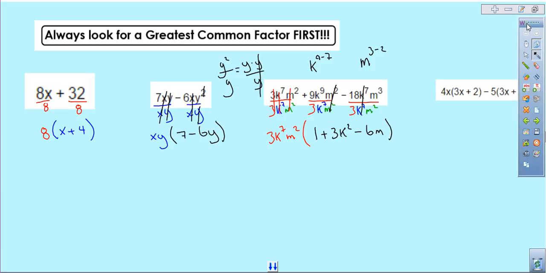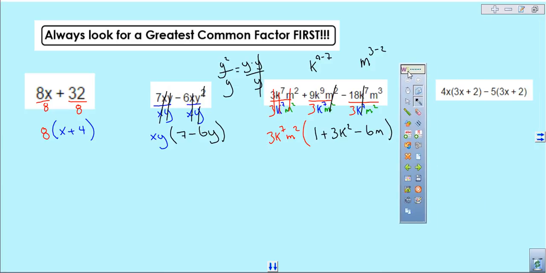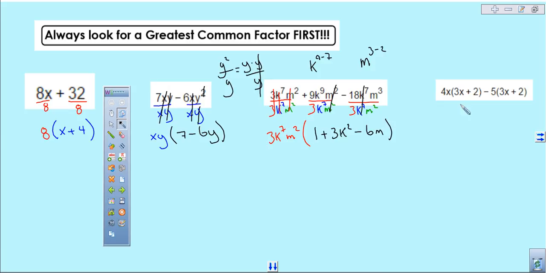I threw this one in here just because I wanted to make sure that we saw something a little bit different. In this case, what I wanted you to see is that a binomial can actually be a common factor. If you look at both of these terms, both have a common factor, and that common factor is 3x plus 2. Let's do it this way.